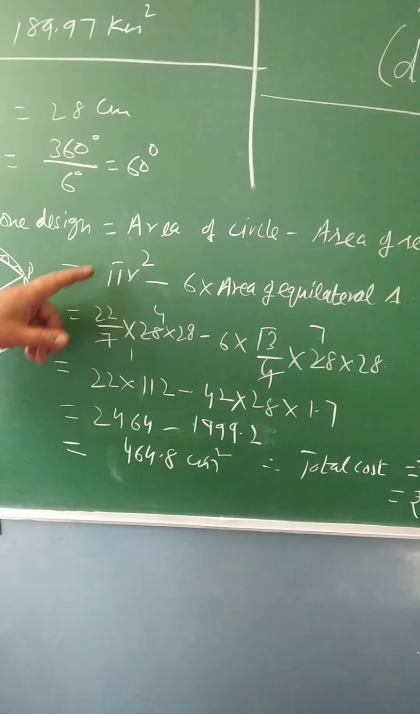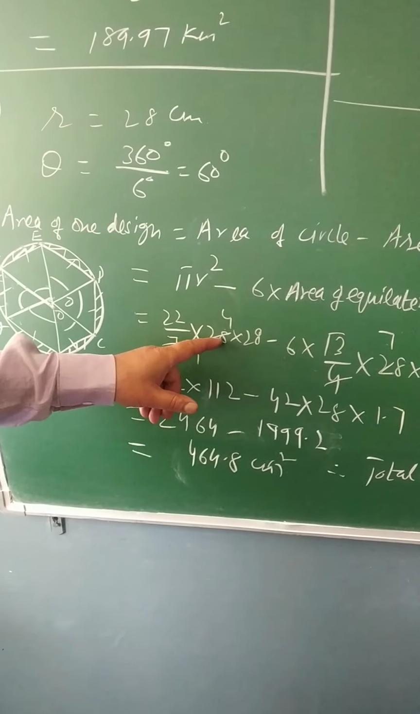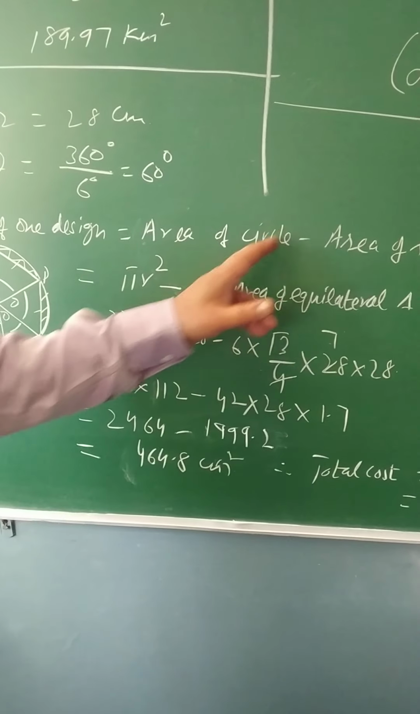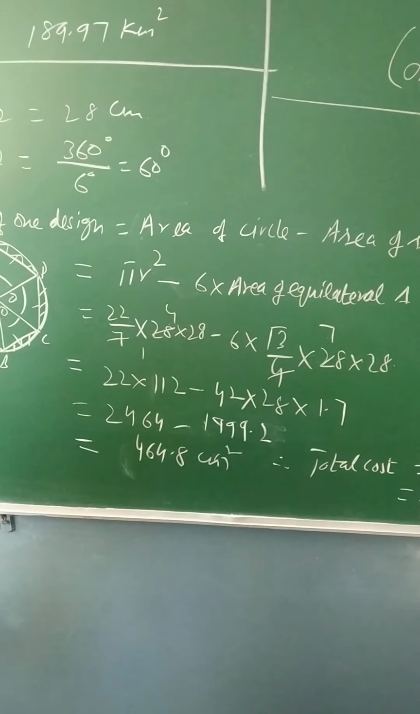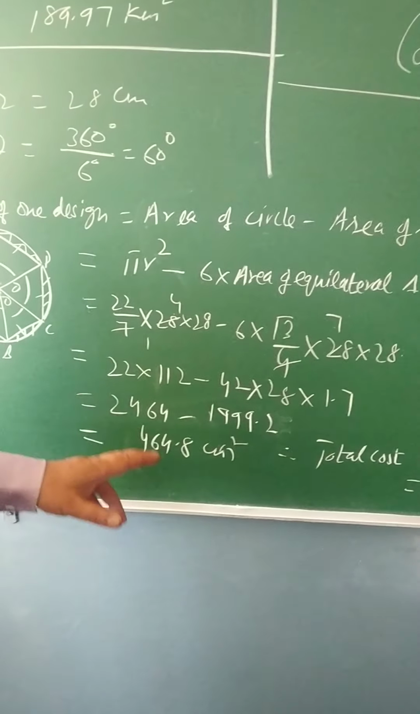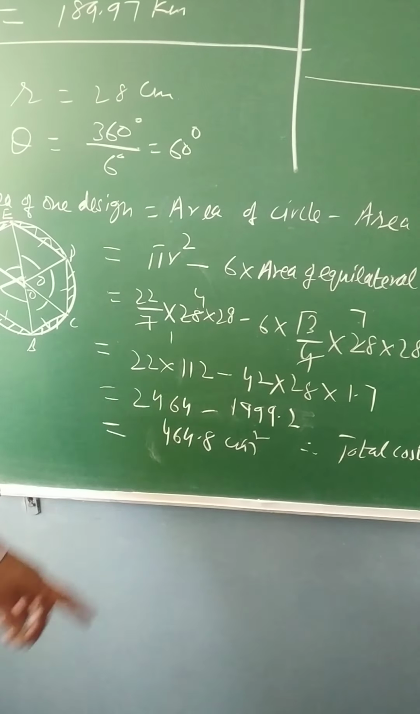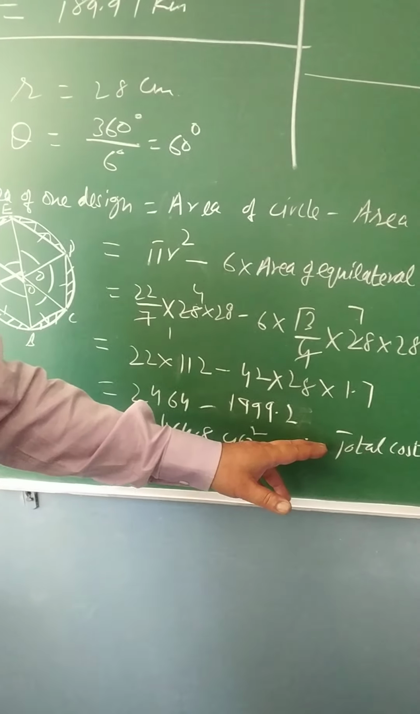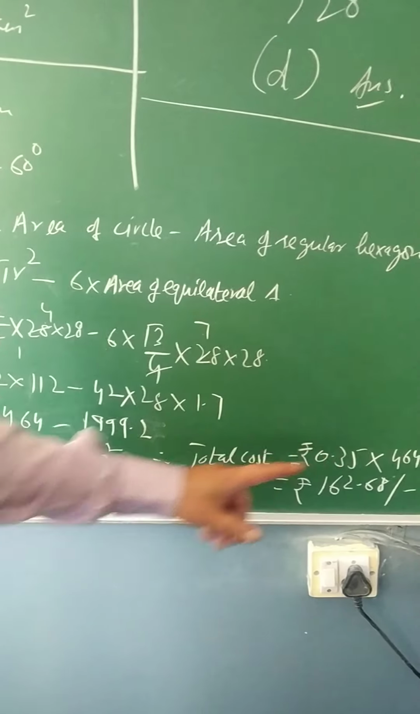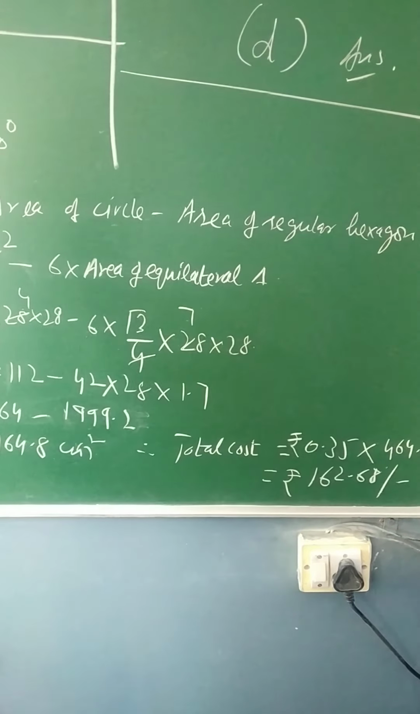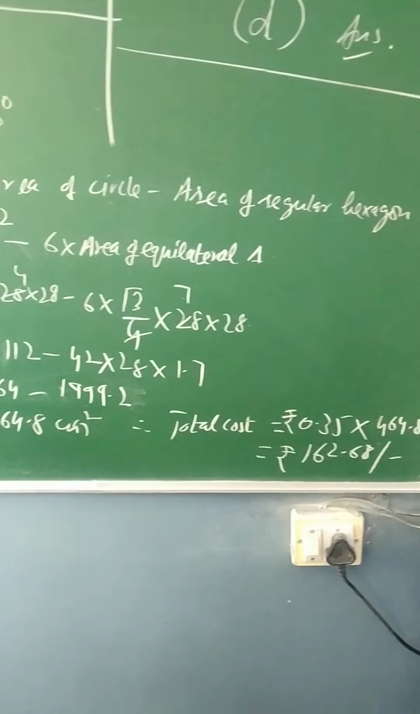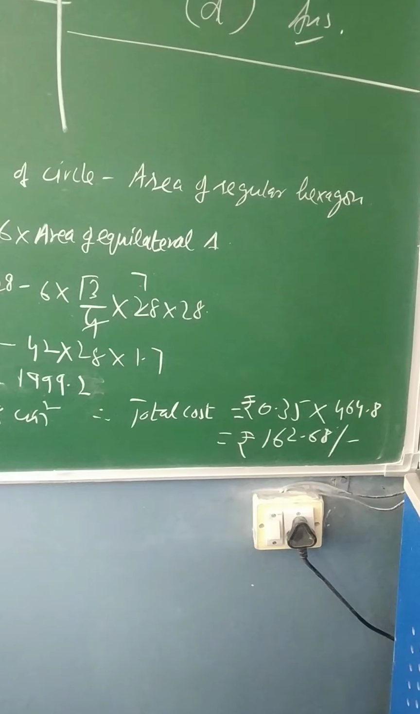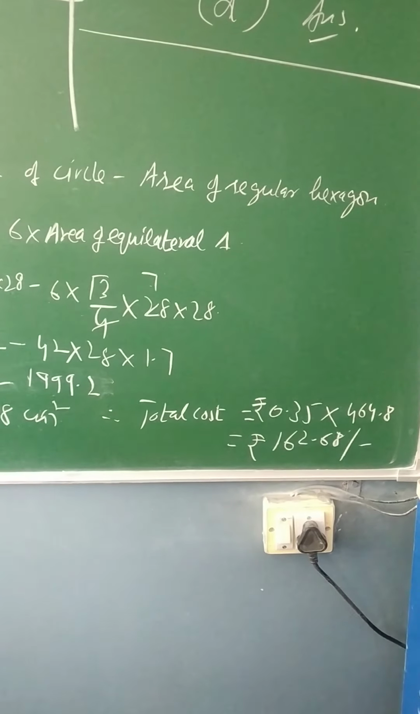So the radius is given, you write 22 upon 7 into 28 into 28 minus 6 root 3 by 4 a square. So the side of the equilateral triangle again will be the radius of the circle. Substitute these values nicely and do the calculations very carefully. The area you will get is 464.8, and the cost you need to calculate at the rate of 0.35. So multiply this area by 0.35. You will get the answer rupees 162.68. So in round figure you can write that as rupees 163 also.